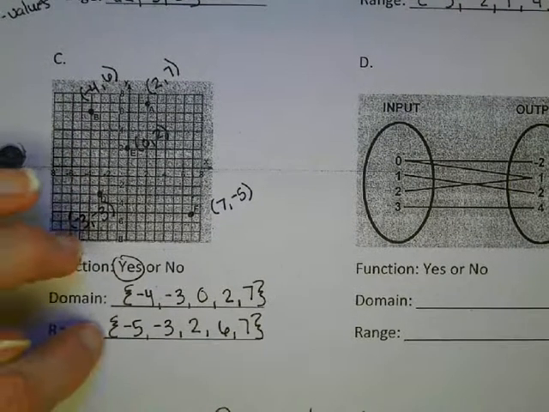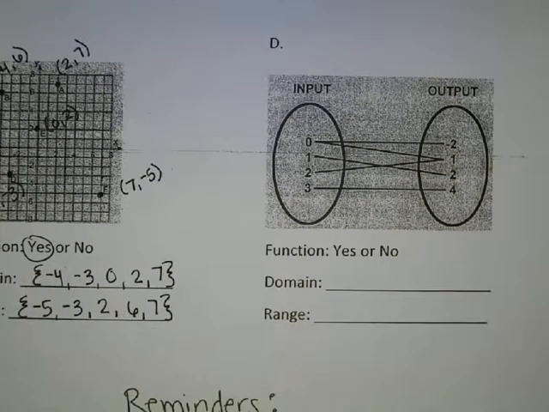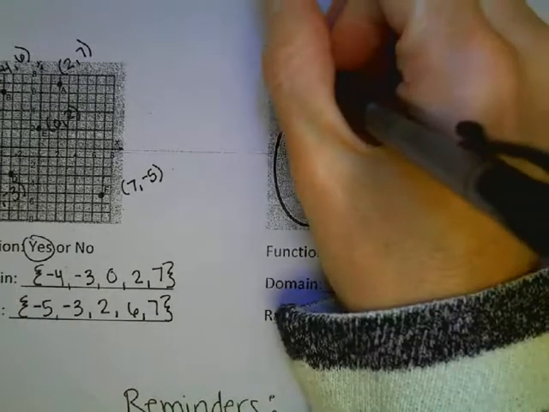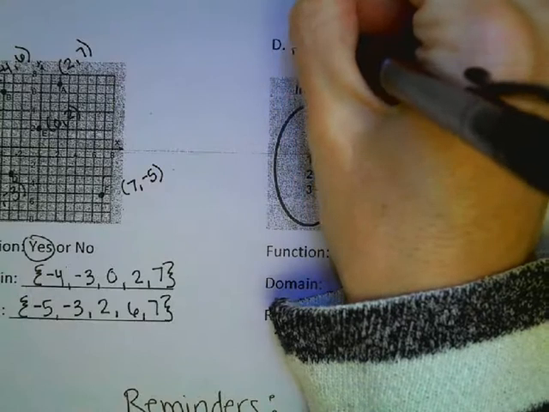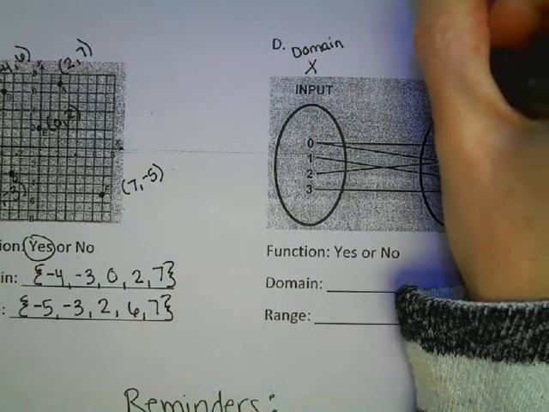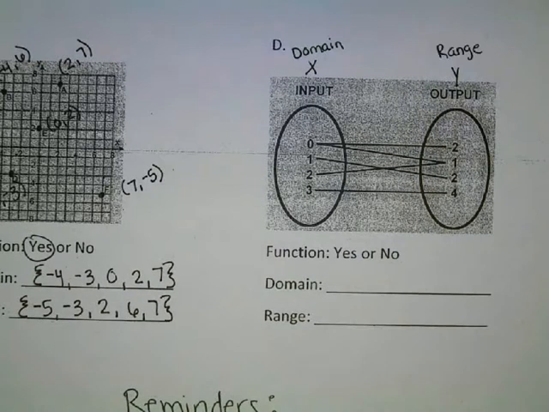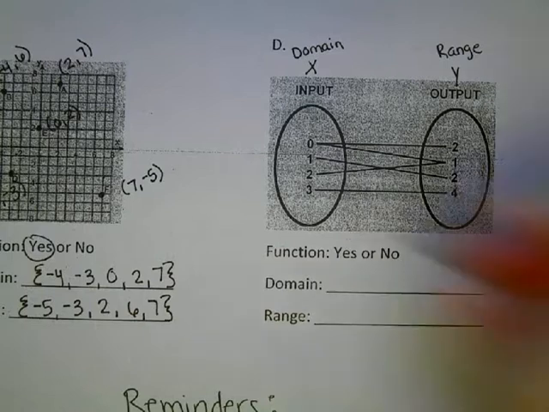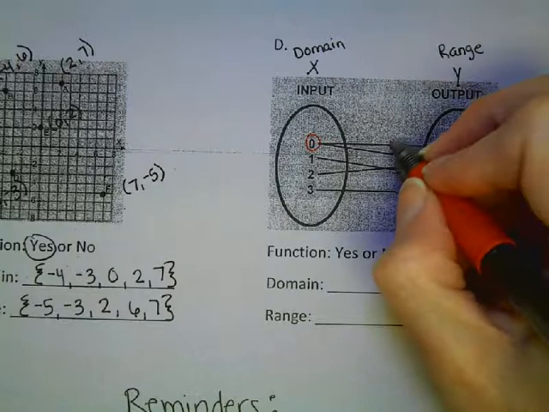On an input-output table, this is called a mapping. This is your x values, or your domain. The output values are your y values, which is called the range. So with the mapping, you want to make sure the x's don't repeat, which means the x's can't have 2 arrows. If you look at this number 0, it has 2 arrows going off of it. So if it has 2 arrows coming off of it, it is not a function.